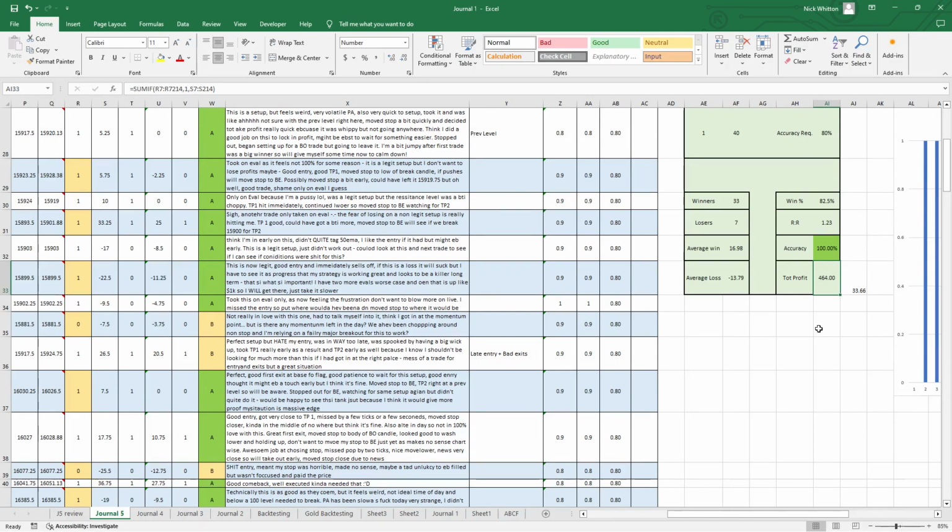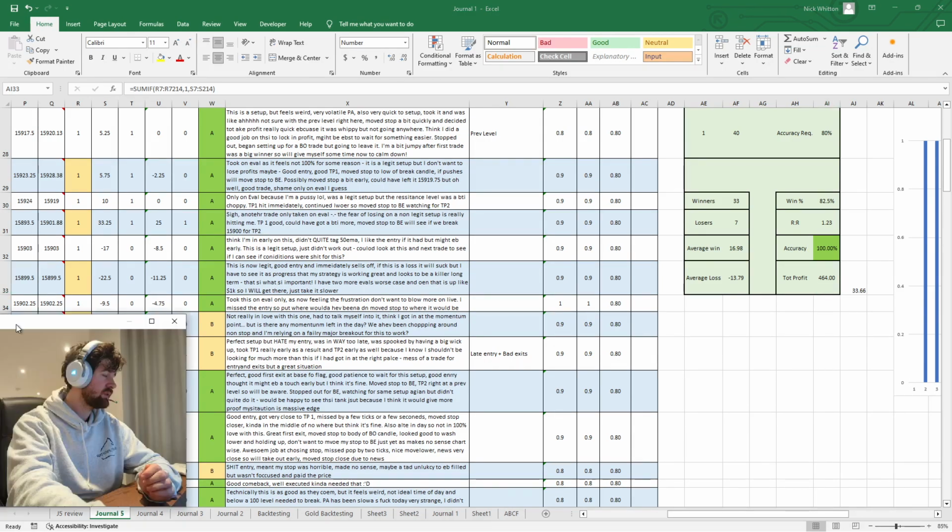You can see 50 points is $1,000 with the size I'm trading. So that has made over $9,000 of potential, which is huge. And this is a very simple, easy to execute strategy.